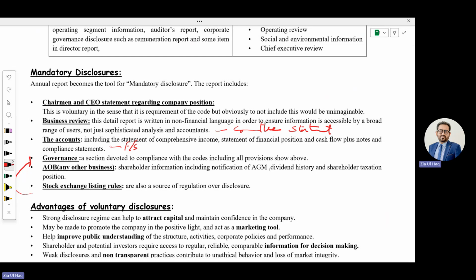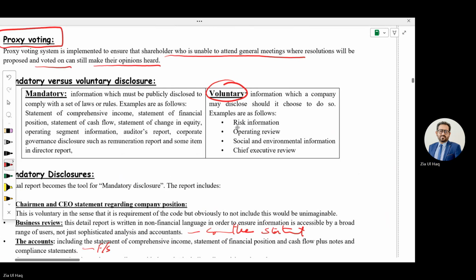Except for these mandatory disclosures, a company can provide some voluntary disclosures. What could be voluntary disclosures? A company can provide information about its risk management system. I mean, what business risks we have identified, how we are controlling those risks, how we are monitoring those risks. A company can provide a risk management statement in the annual report to maintain even more confidence of investors.